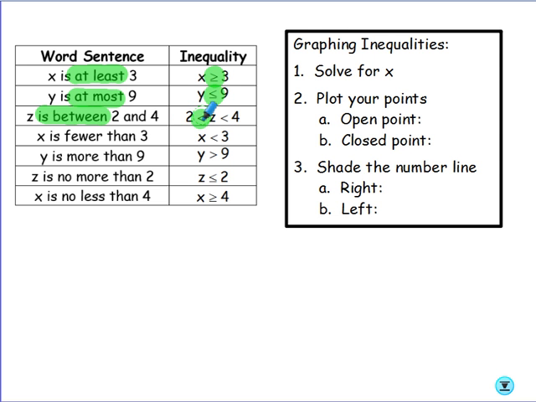and you will see two less than symbols, not less than or equal to, just less than, between them. X is fewer than. Fewer than means less than. Y is more than 9. More than means greater than. Z is no more than. There's your less than or equal to again. And X is no less than. That is greater than or equal to.